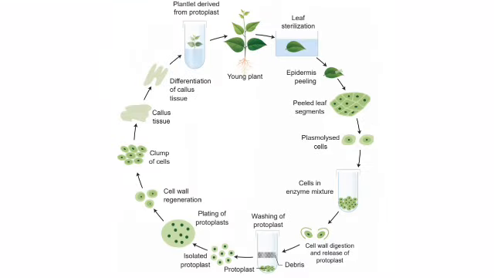This is a picture that illustrates protoplast culture. See the young plants, leaf sterilization, leaf peeling, leaf segments, plasmolyzed, that is turgor pressure increased. Then enzyme, that is onozuka, sorbitol, then wash, isolation, plating of protoplast, clumps of cells, tissue callus, and plants that differentiate from protoplast, and young plants. Hope you will understand.